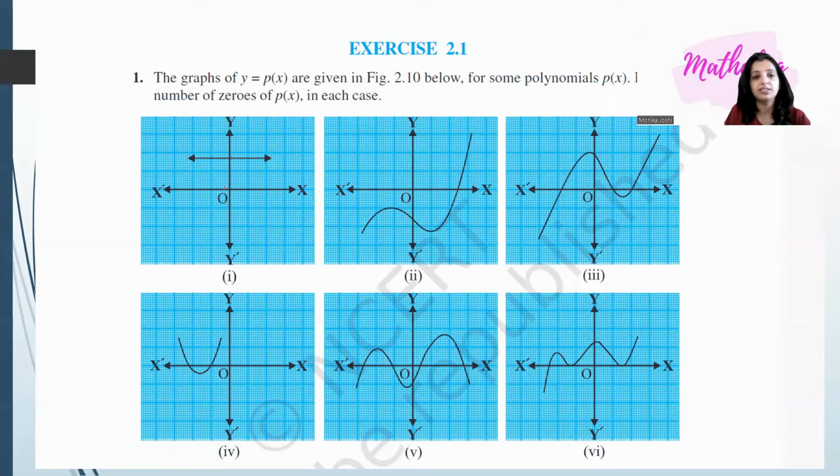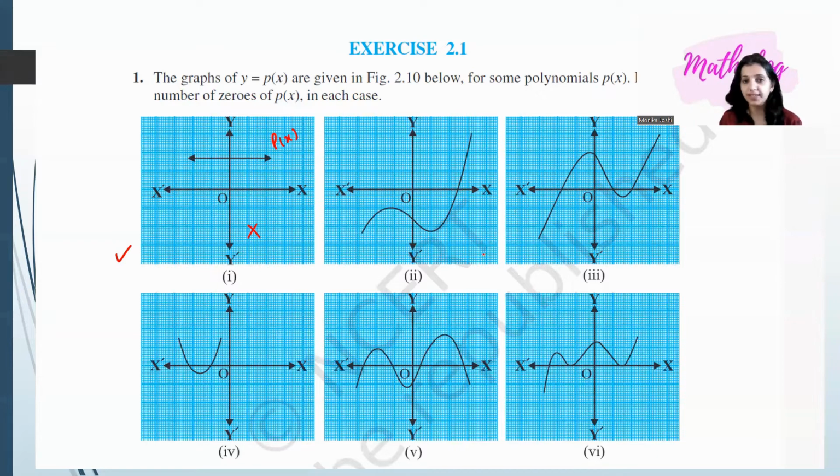So question number 1, this is the first graph. We have to find how many zeros there are here. This is a linear polynomial, and you can see this polynomial is just parallel to the x-axis. So we can't find an intersection point with the x-axis. It means no intersection point with the x-axis, which means no zero. Part 1: there is no zero.